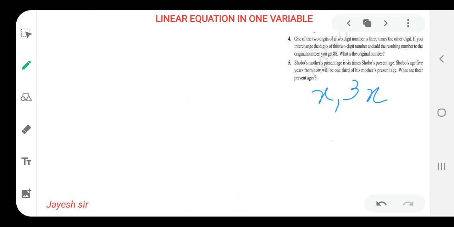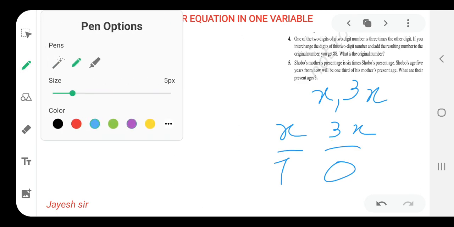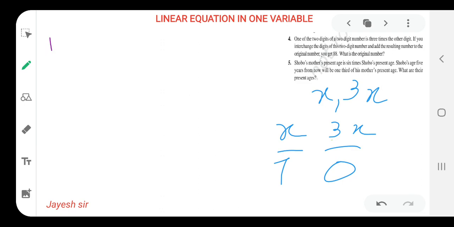At the tens place we'll put x, and at the ones place we'll put 3x for the first time. That would be our original number. Yes friends, so I'm writing our first equation over here. It would multiply with 10 because it is at the tens place, so it will become 10x.